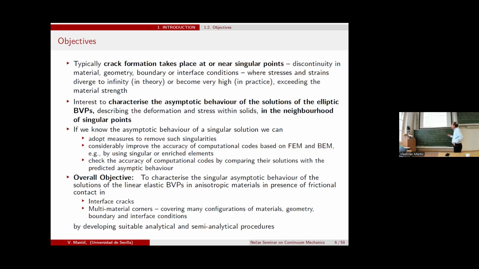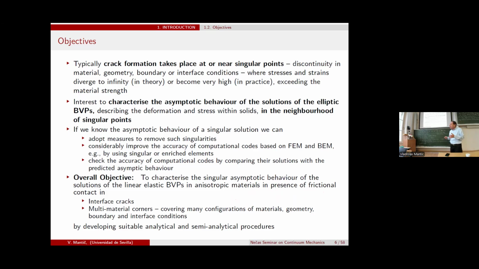We have published several works in this way, but also we can improve the accuracy of computational codes like the finite element or boundary element method using singular or enriched elements. But also we can check the accuracy of computational codes by comparing the solution with the predicted asymptotic behavior. So the overall objective of this work is to characterize the singular asymptotic behavior of the solution of linear elastic boundary value problems in anisotropic materials in the presence of friction.